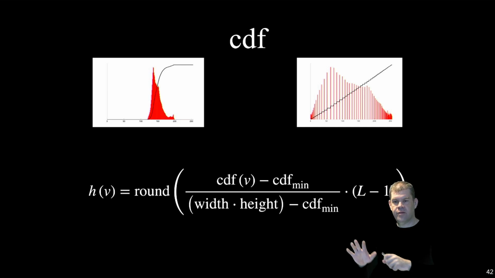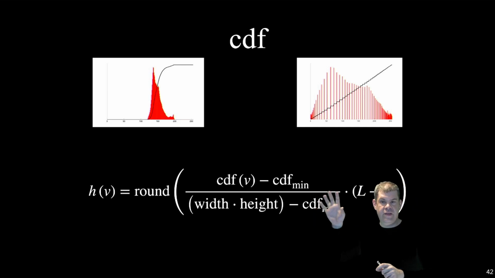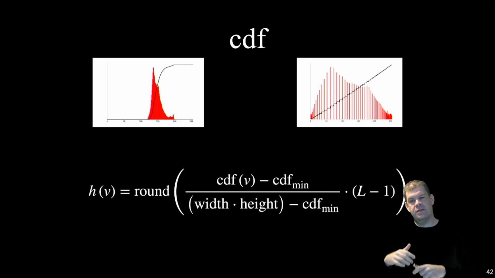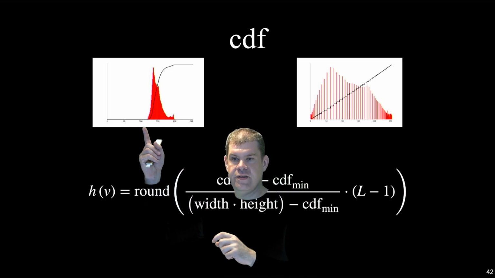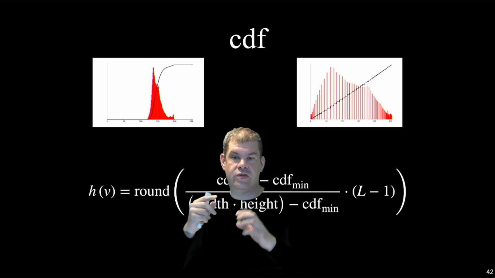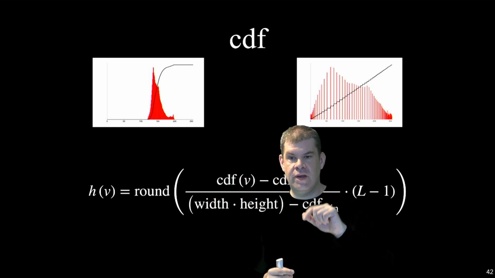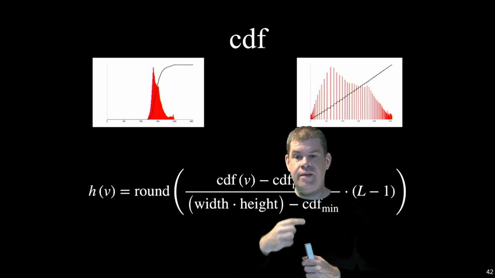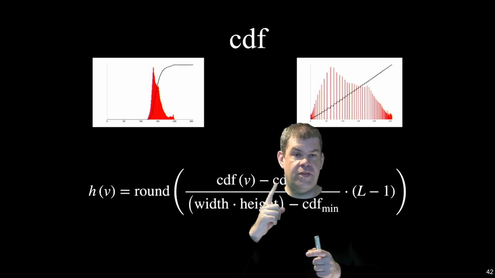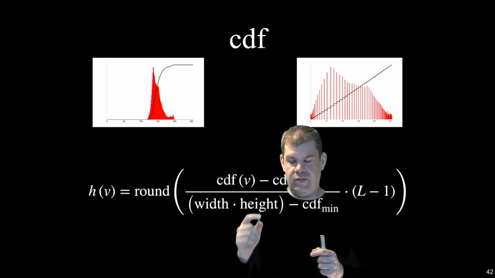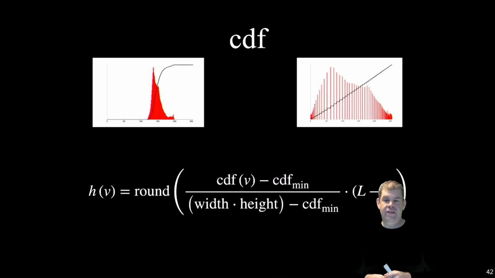Just ignore that. So what we do is we first subtract CDF min. What is CDF min? That's the minimum point where the CDF is non-zero, which is exactly what I said. It's this point here, and that's what we subtract. So we shift it to the left. Then we simply assign as position the CDF of the value divided by width times height. What is width times height? That is simply the number of pixels in an image. So that's the total number.